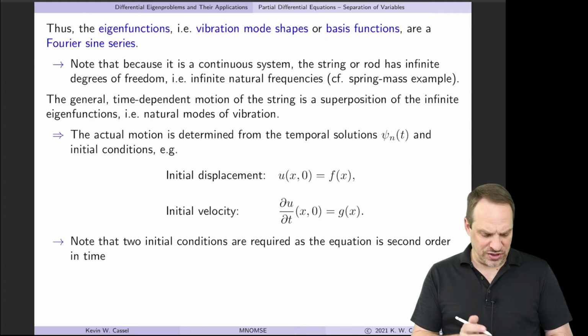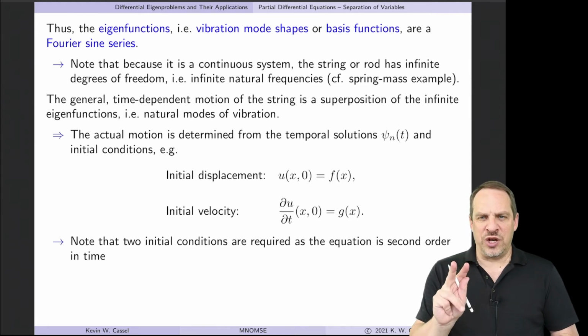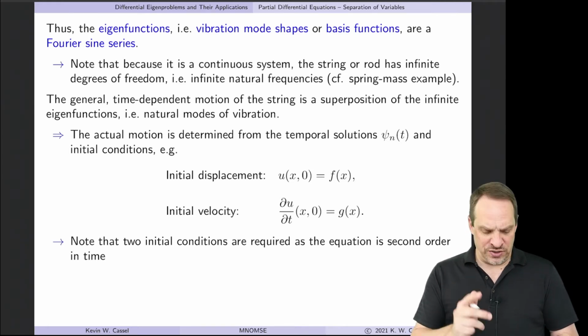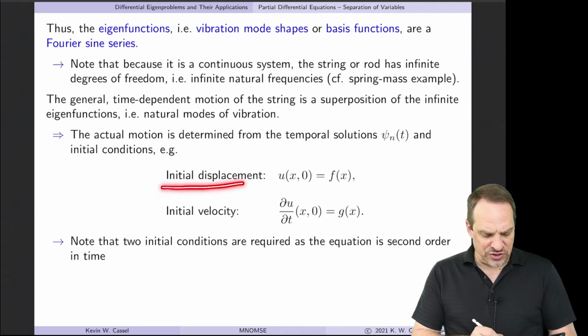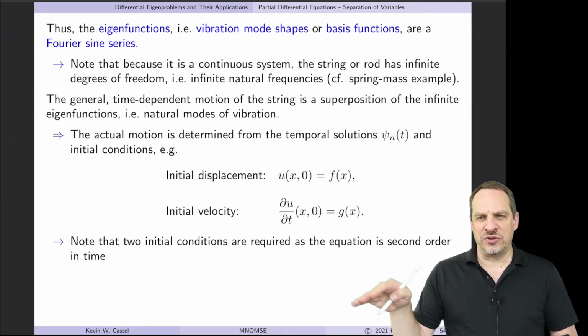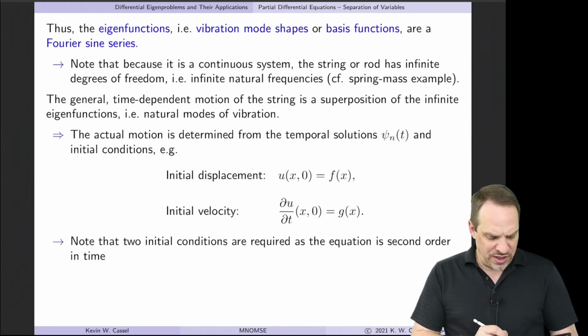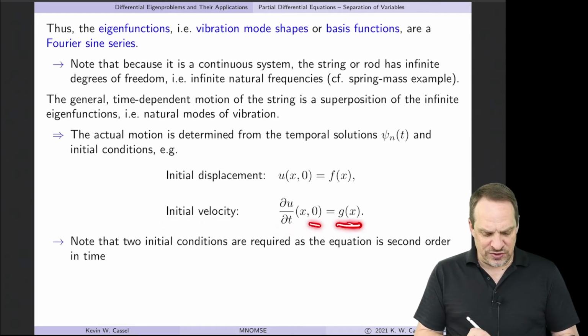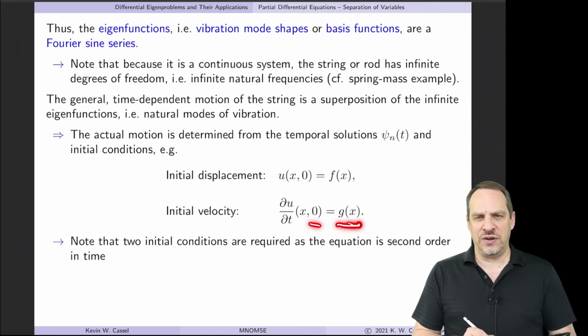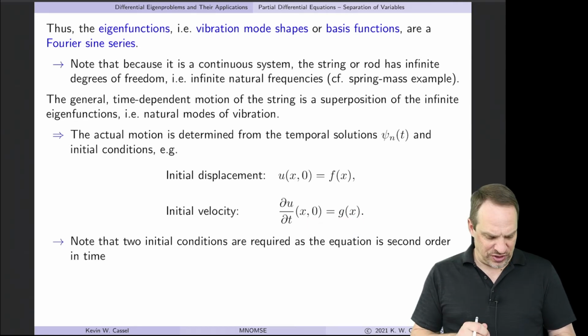Now let's talk about the initial conditions. Remember, we need two now because it's a second order equation in time. So the first will be the initial displacement. That'll be a function of x, f of x, that shows the shape of the string at t equal to 0. And the second initial condition will be an initial velocity. So that's partial u partial t, or u dot, at t equal to 0 is some known function g of x. So those are the two initial conditions.